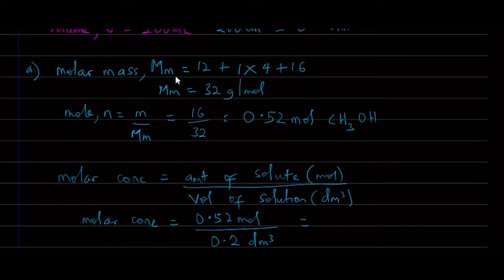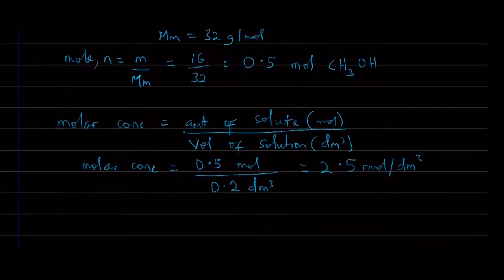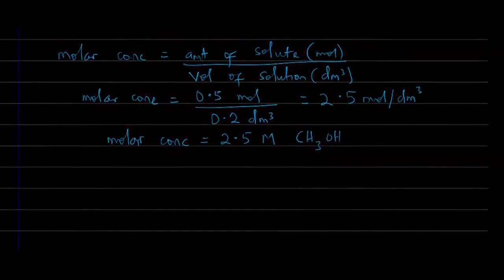Sorry, it's not 0.52, I made a mistake there. It's supposed to be 0.5, not 0.52. Let me clean that. So it's going to give us 2.5 mole per dm cube. And we have discussed that mole per dm cube is also known as molar. So I can also write it by saying molar concentration is equal to 2.5 molar of CH3OH.